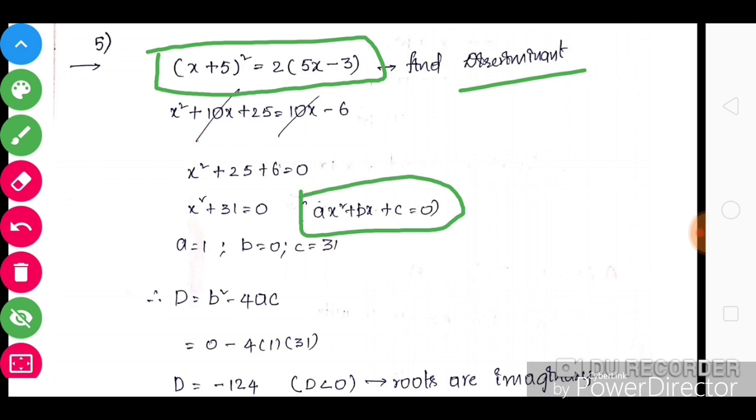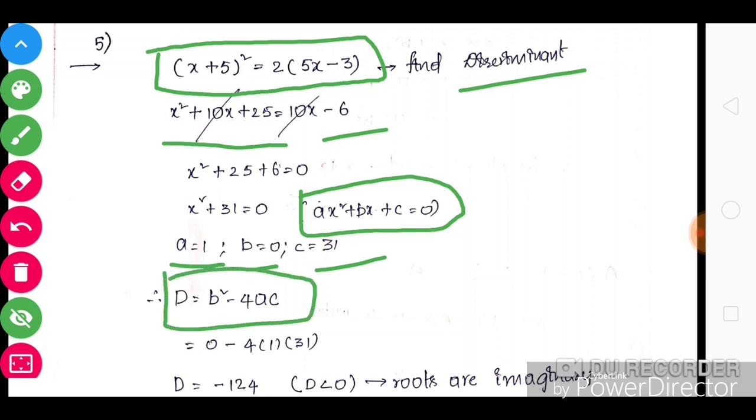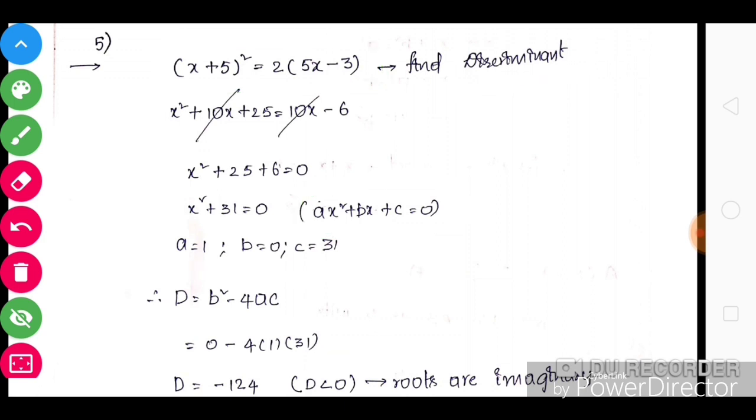X plus y whole square I can write as a square plus 2ab plus b square, x square plus 10x plus 25 is equal to 10x minus 6. So 10x will be cancelled on both sides. So the answer will be x square plus 31 is equal to 0, and a is equal to 1, b is equal to 0 because there is no coefficient of x, and c is equal to 31. So to find discriminant we need to use d is equal to b square minus 4ac, and b is 0, so 0 square minus 4 into a into c, so it will be minus 124. So d is less than 0, therefore roots are imaginary. Okay, in that way we will find discriminant.